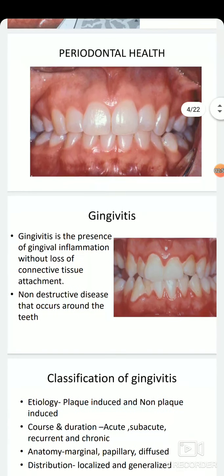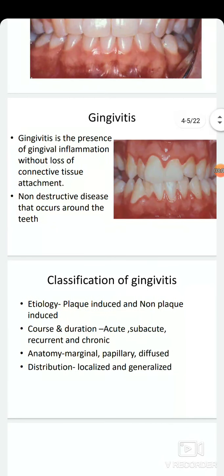And coming to gingivitis, gingivitis is the presence of gingival inflammation without loss of connective tissue attachment, and it is a non-destructive disease that occurs around the teeth.